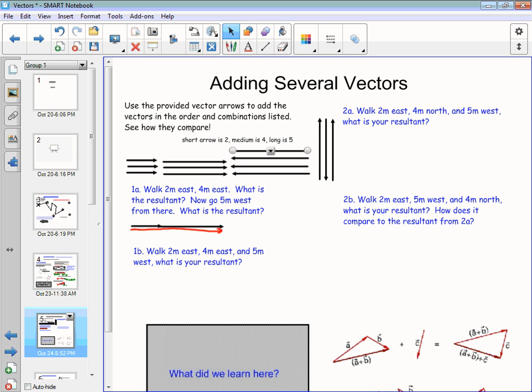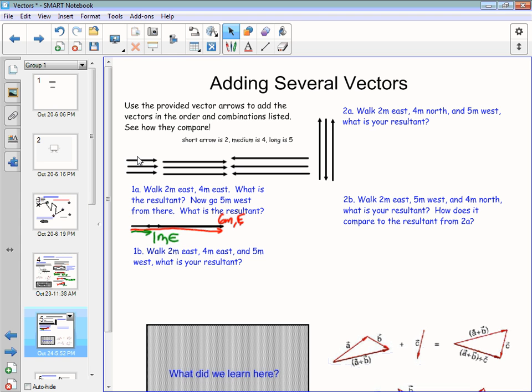Go ahead and we'll write in 6 meters east. Well, that's a terrible E. Well, that's slightly better. Okay. Now go 5 meters west. Okay, from the tail of the first. Okay, good. So what is the resultant there going to be? 1 meter east. Excellent.